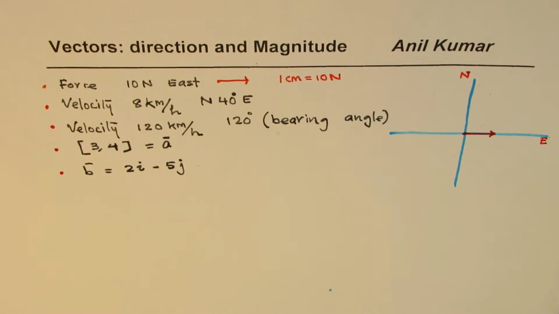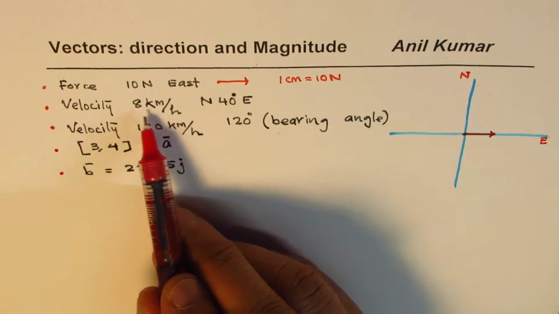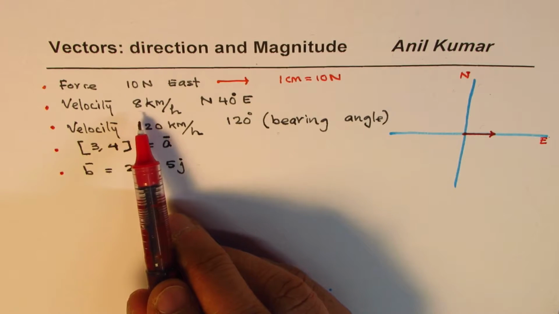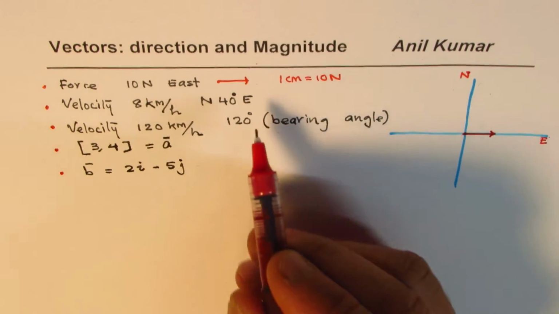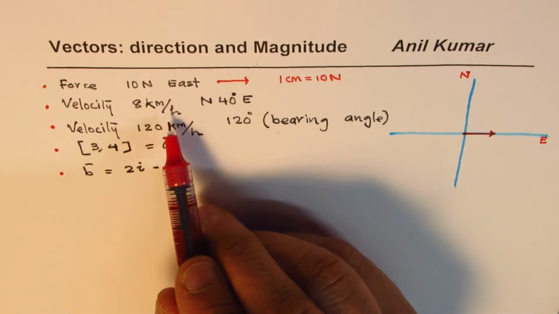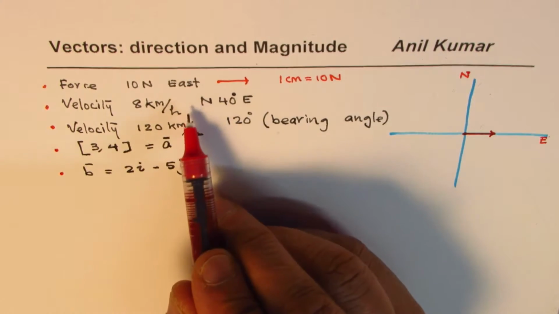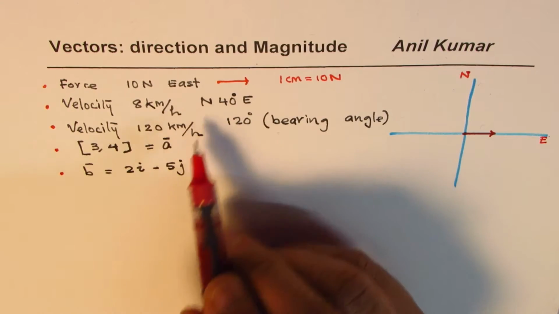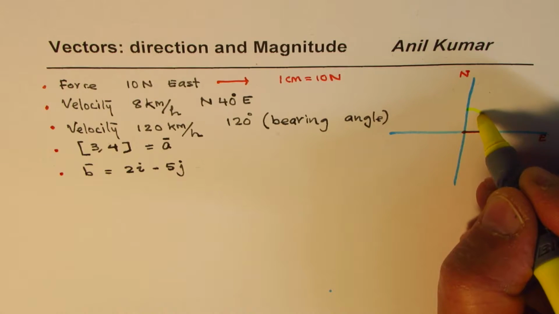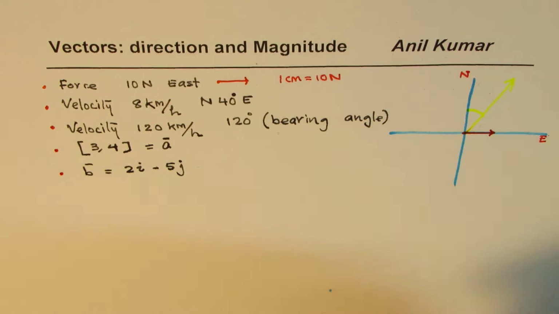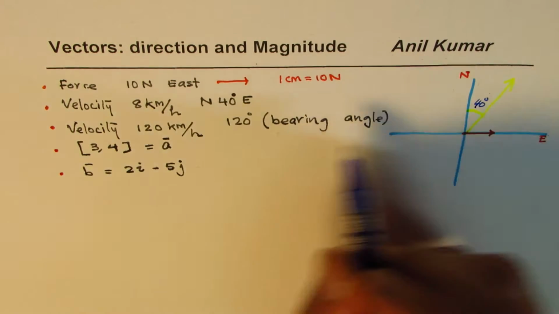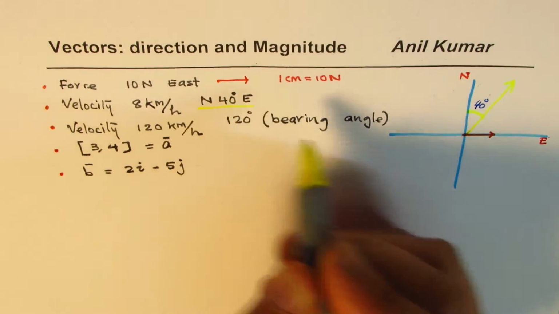Now let's look into the other vector, which is a velocity vector saying 8 kilometers per hour, direction is north 40 degrees east. So 8 is the magnitude. Let us say 1 centimeter is 10 kilometers per hour. So 8 will be less than a centimeter. But the angle here is from north 40 degrees east. What does that mean? That is the north, so from north, I can take an angle which is 40 degrees. So it is in this direction, where that angle is 40 degrees. This direction is shown by this yellow line here.